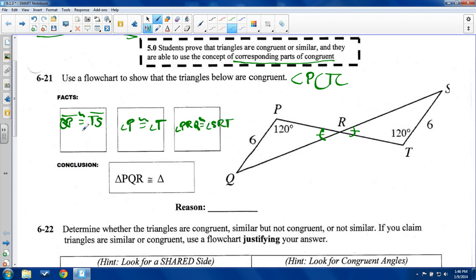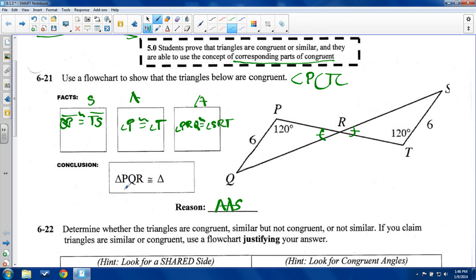So we have three facts here, and if this is enough to say the conclusion that one is congruent to the other, we have a side, an angle, and an angle. Or if you reverse that, angle, angle, side. We can use angle, angle, side to justify two triangles are congruent.